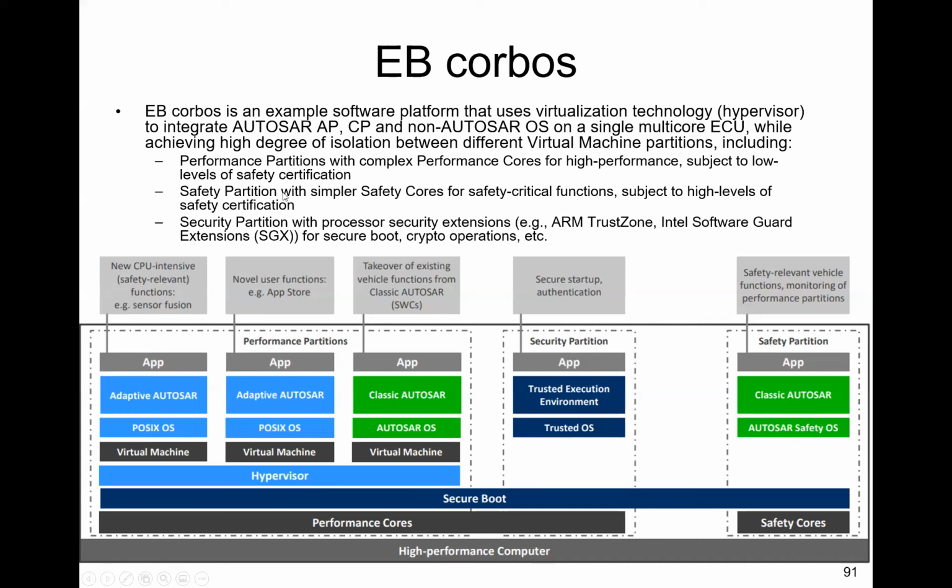You can have a performance partition with complex performance cores for high performance, subject to low levels of safety certification, and a safety partition on the right with a simple safety core subject to a high level of safety certification, and a security partition with ARM TrustZone and Intel Software Guard Extensions for secure boot, crypto operations, and so on. So relying on virtual machines can achieve high levels of isolation among different subsystems.